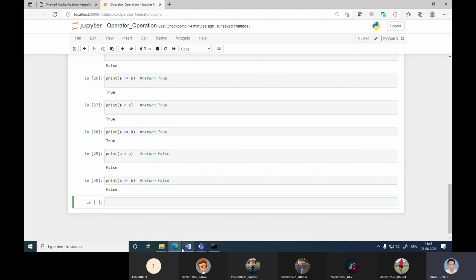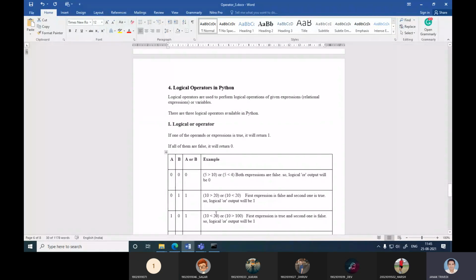Hope you are clear. Now next is logical operators in Python. Logical operators are used to perform logical operations on given expressions, relations, or variables. There are three logical operations in Python: logical OR, logical AND, and logical NOT. So first we discuss the logical OR operation. In a logical OR operation, if one of the operands or expressions is true, it will return true. It is a similar kind of OR gate, NOT gate, and AND gate. So if either one condition is true, it will return true.